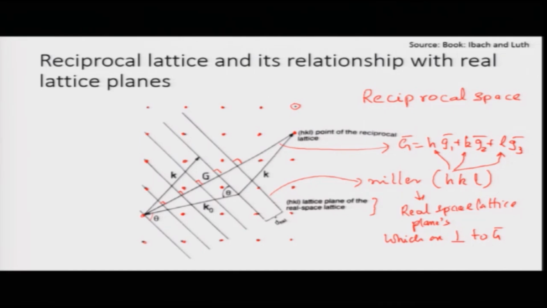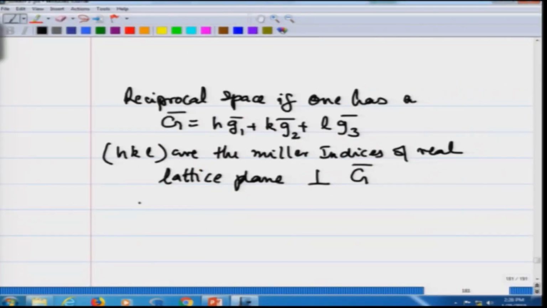So, this is an important result which shows the relationship between points and vectors in the reciprocal space and real lattice planes. And another related result is that you can show that the magnitude of G, which is characterized by these indices, is 2 pi divided by the perpendicular distance between the lattice planes which are characterized by H, K and L.